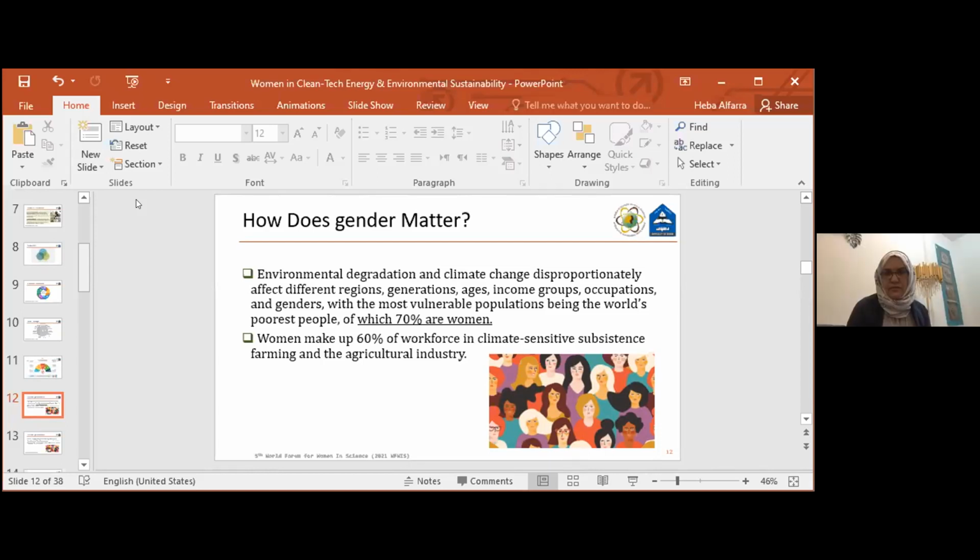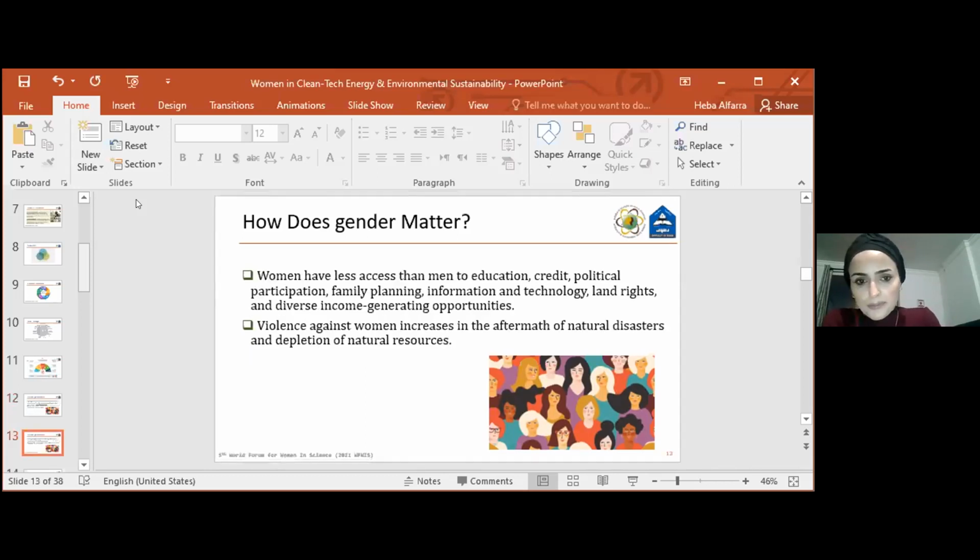So women make up 60% of the workforce in climate-sensitive subsistence farming, the agriculture industry. In some countries and in some places, women care about their families and they are a main part of their families and their children. So they keep searching for work to raise the level of their families.